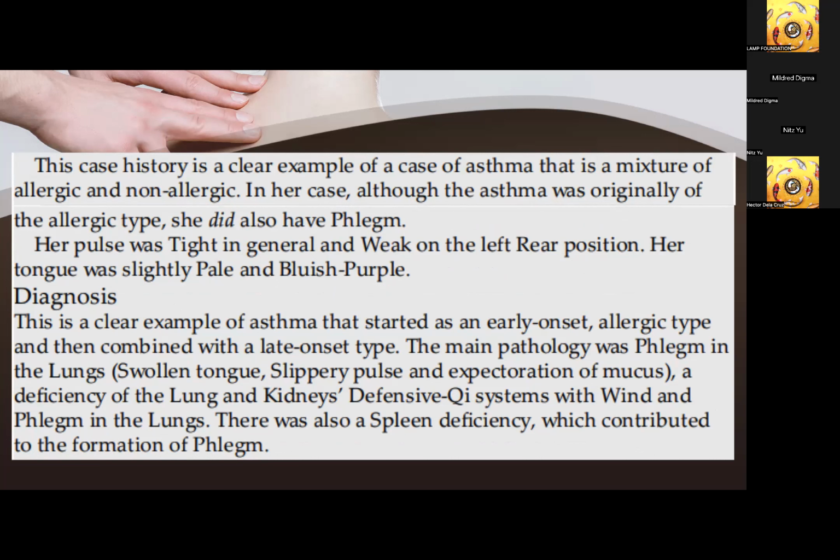The diagnosis: this is a clear example of asthma that started as an early onset allergic type and then combined with a late onset type. The main pathology was phlegm in the lungs, that is, swollen tongue, slippery pulse, and expectoration of mucus. A deficiency of the lung and kidneys defensive systems with wind and phlegm in the lungs. There was also spleen deficiency which contributed to the formation of phlegm.